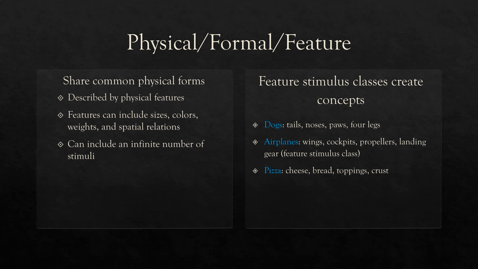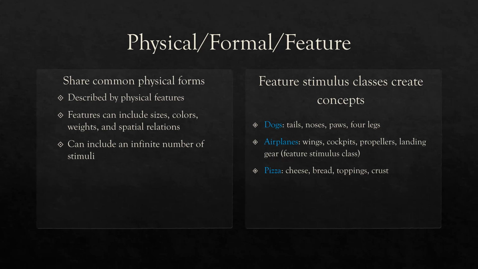Feature stimulus classes create concepts. And why is that so? Well, if we take a bunch of stimuli like tails and noses and paws and four legs, and put them all together, we might get a stimulus class or a feature class of dogs, right? Because dogs all share these same stimuli.